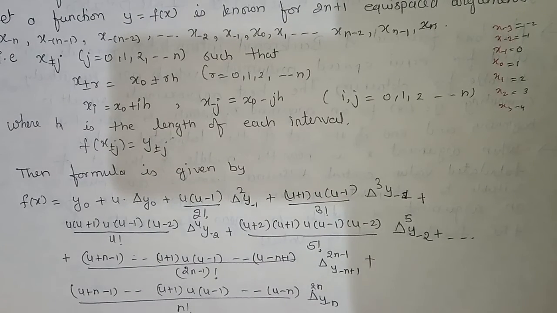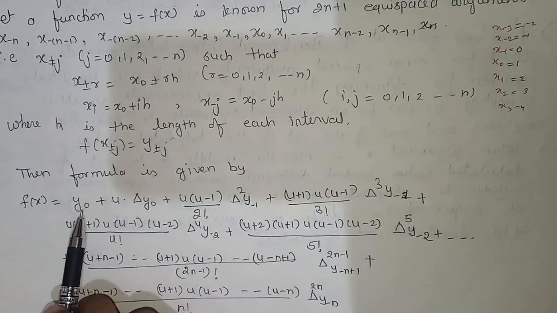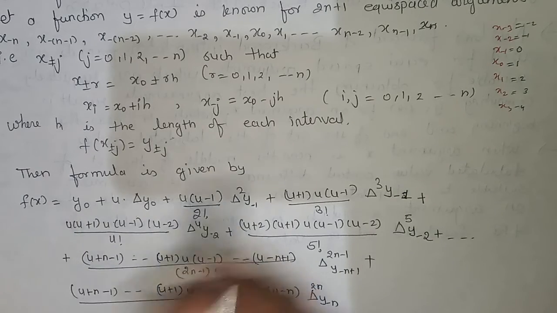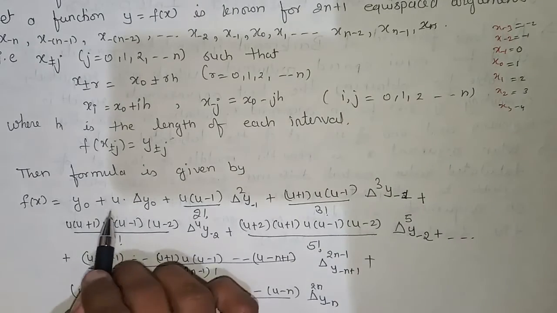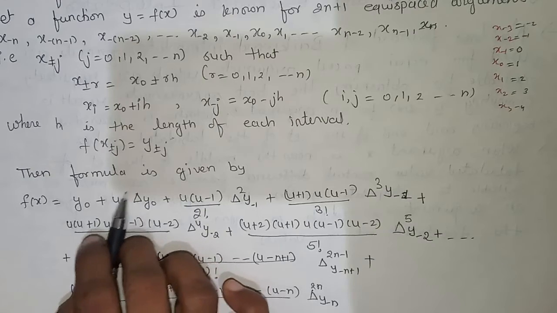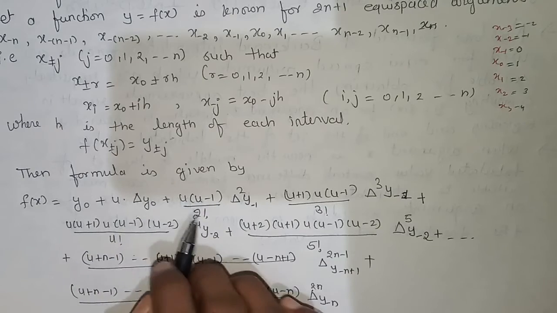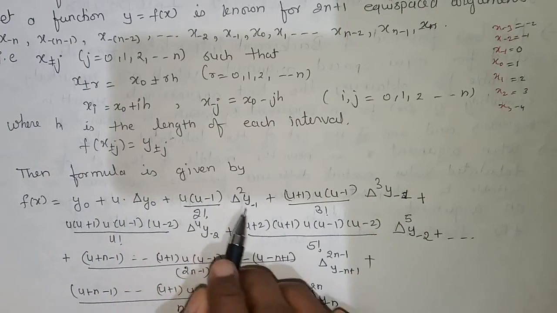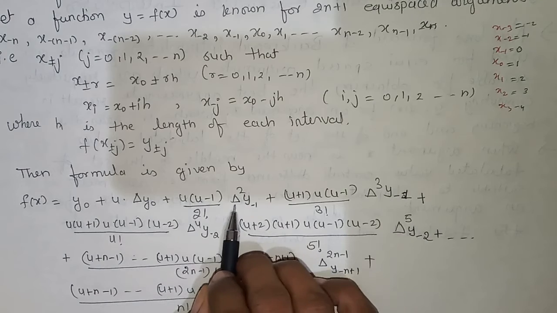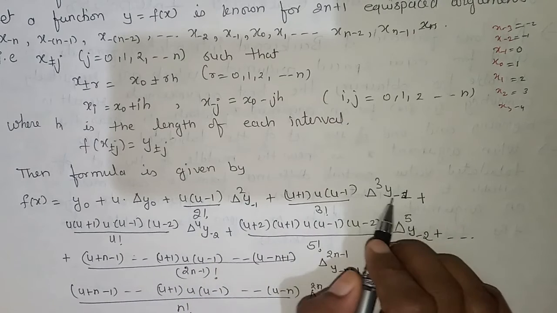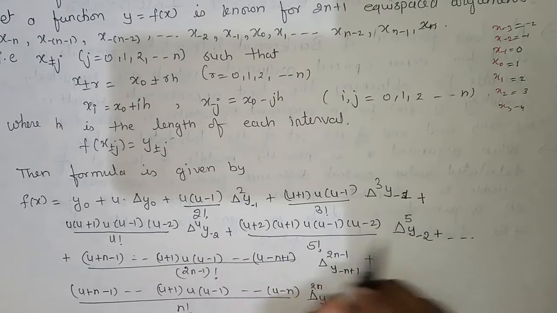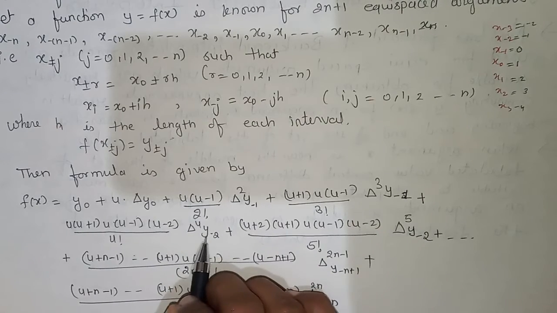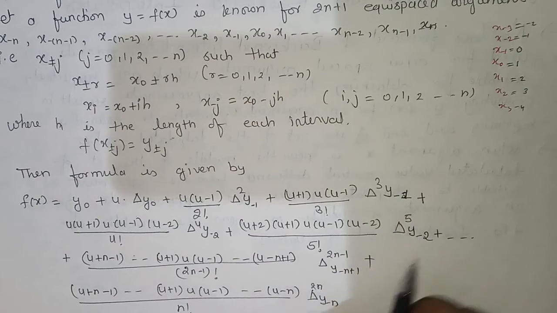If you see this formula carefully, you will observe that y naught is nothing but our first value, or we can say the central value. For x equal to x naught, we get y naught. Now u delta y naught, we already know what this is. Again, an important thing is that we have two values of delta square y minus 1, and this is also y minus 1. Similarly we have two values for y minus 2: delta raised to 4 y minus 2 and delta raised to 5 y minus 2.